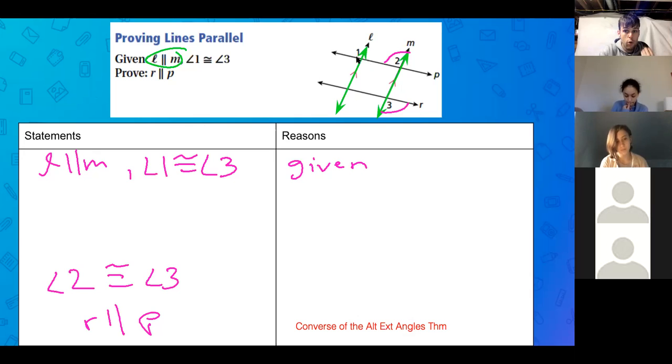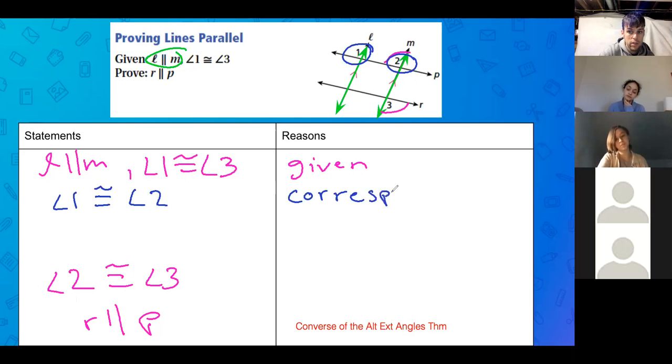Since I know that angle 1 and 3 are congruent, and I want to show that angle 2 and 3 are congruent, I need to make a chain from angle 2 to angle 3. I need to be able to use the transitive property to state this. So what I can do, since these two lines are parallel, I can connect these. 1 and 2 are corresponding angles. Therefore, they have to be congruent, since L and M are parallel. So I can use the corresponding angles postulate to state that.